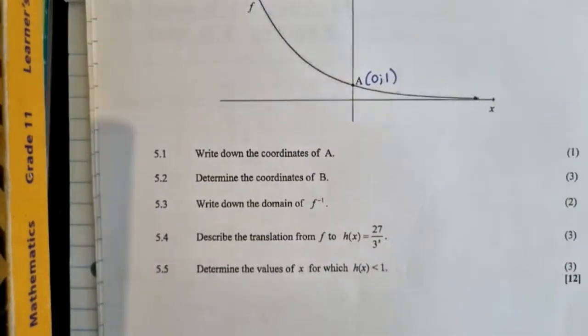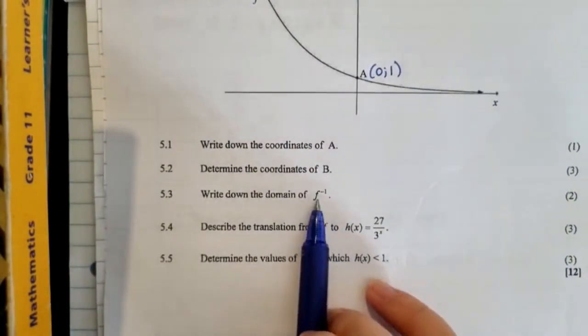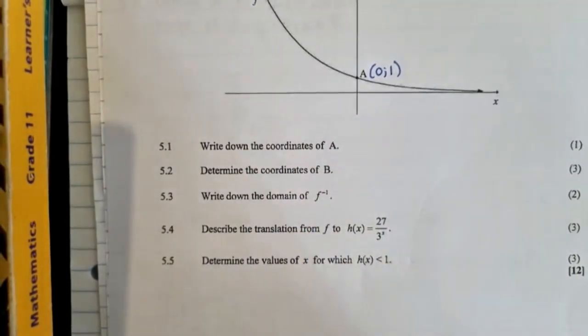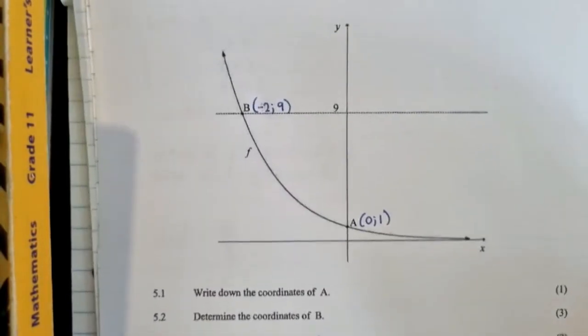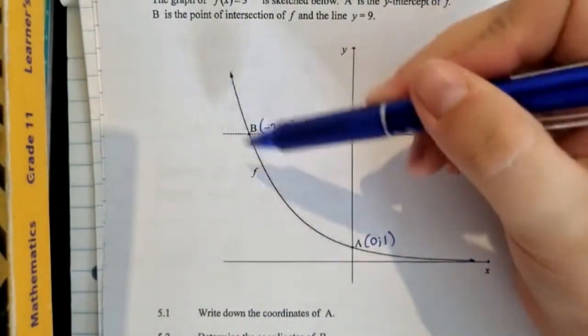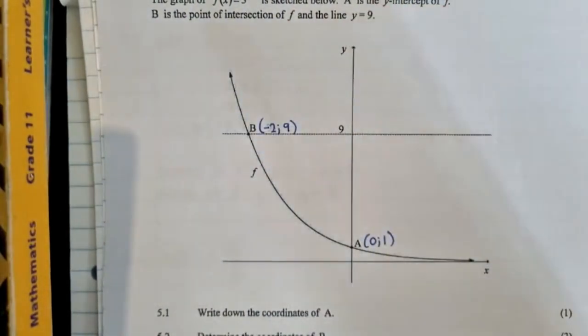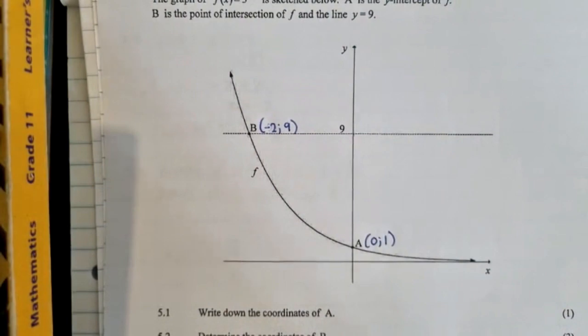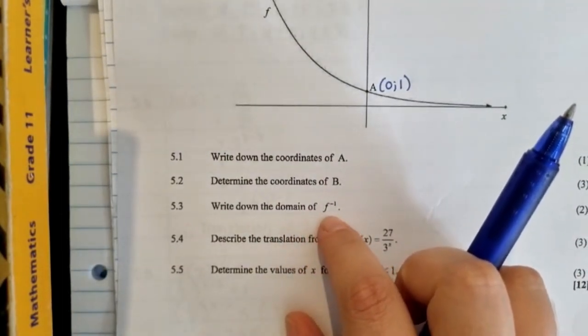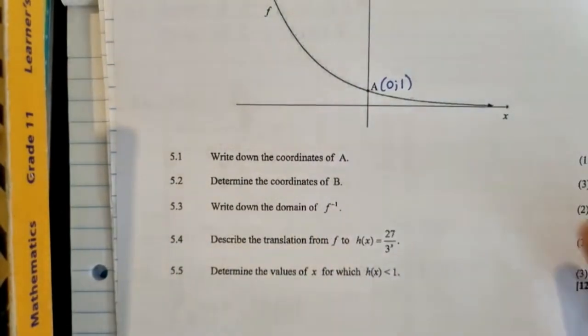Okay, let's take a look. Write down the domain of f to the negative 1. So they're asking us for the domain of the inverse of f. But do we have the inverse of f? We don't have that graph, hey? They've only given us the graph of f. Now, if they've given us the graph of f and they're asking for the domain of the inverse of f, you need to remember that the domain of the inverse will be the same, in a way, as the range of the original. So I'm going to write that down.